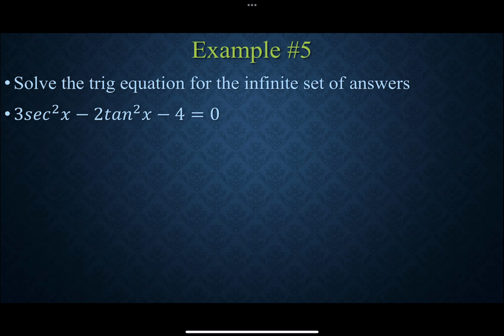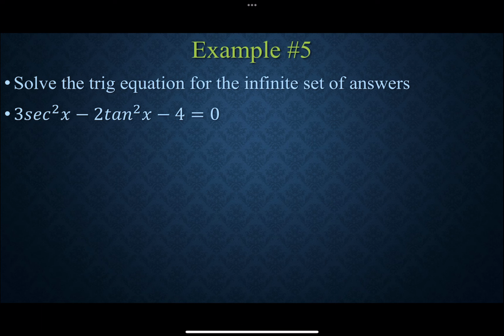Now here we have two different trig functions, both being squared. And there's no way to factor the way they currently look because they have nothing in common. But we do recognize that both secant and tangent are Pythagorean identities with each other. So we're going to rewrite one in terms of the other with a Pythagorean identity. Which one you want to write with? Well, it really is going to depend.